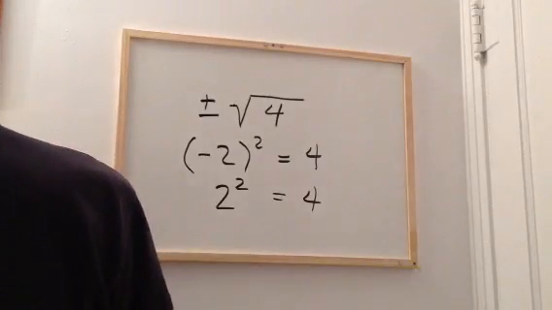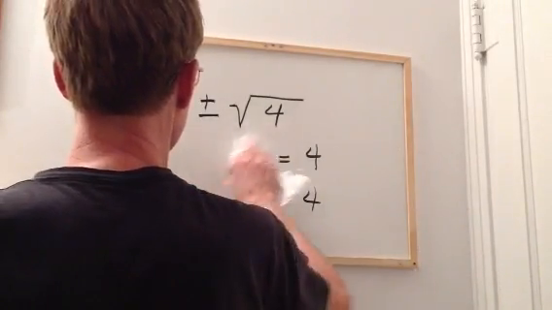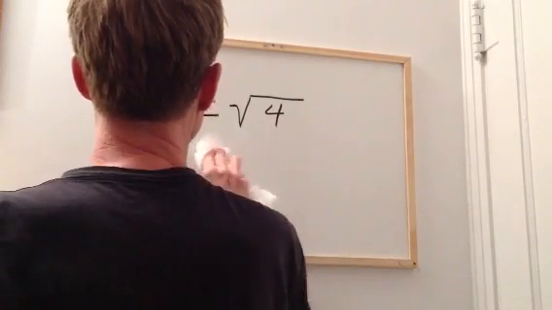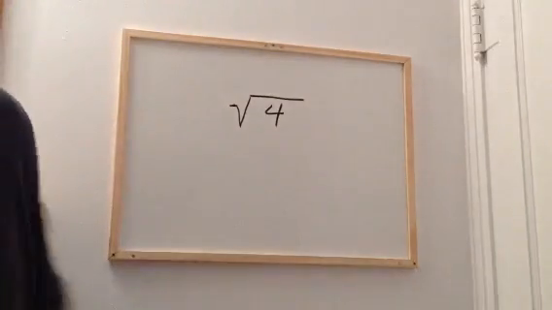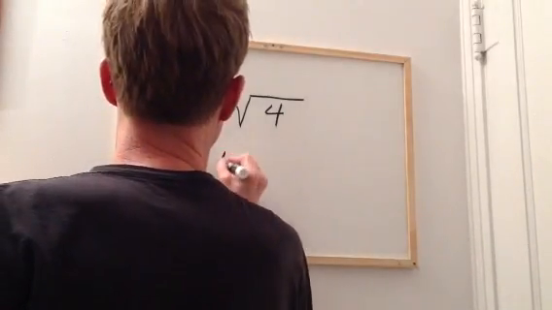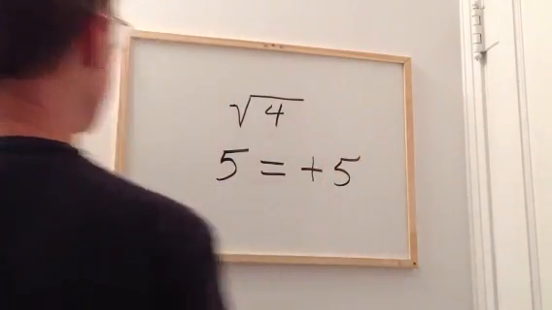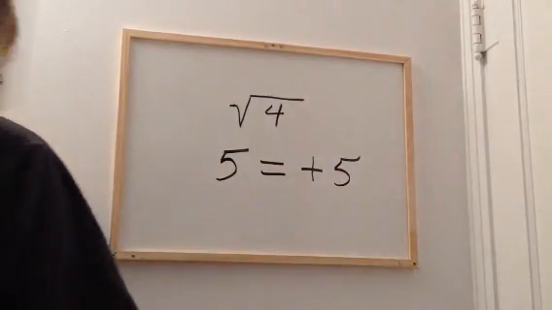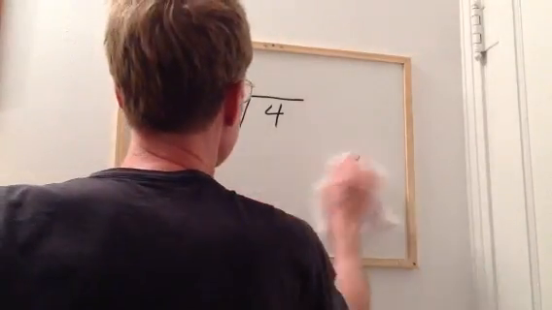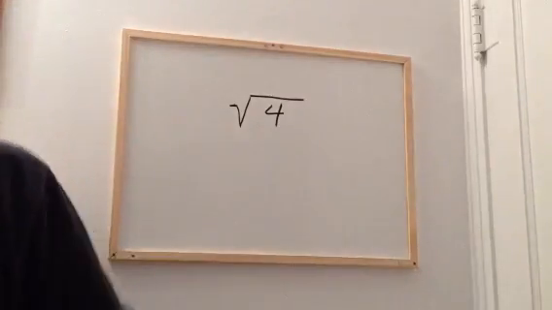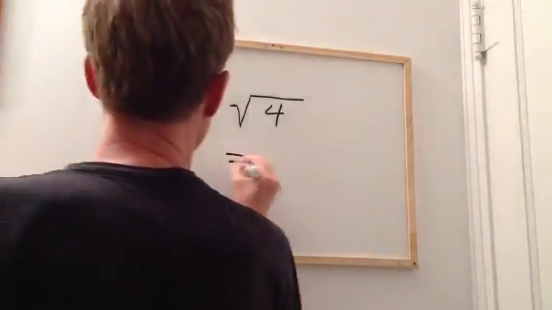If you want to talk about them both, you put a plus or minus sign in front of the radical. If you want to talk about the positive square root, you generally don't need to put anything there. Just like if you talk about 5, just about everybody knows you mean to talk about positive 5. If you want to talk about the negative square root of 4, that one is -2.